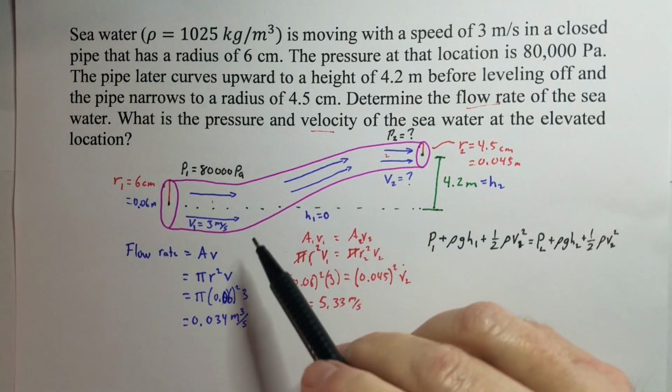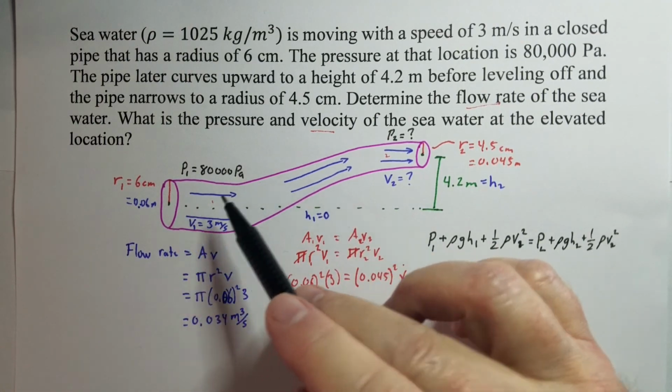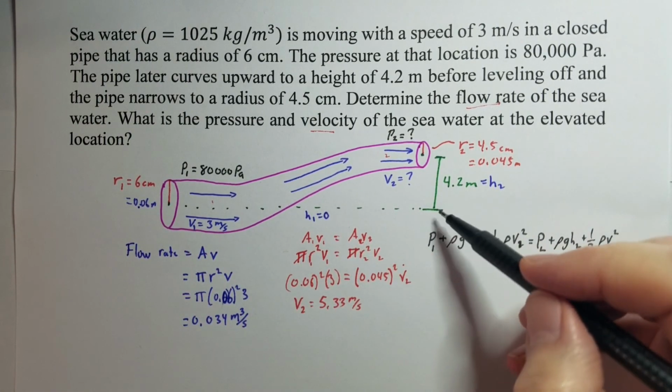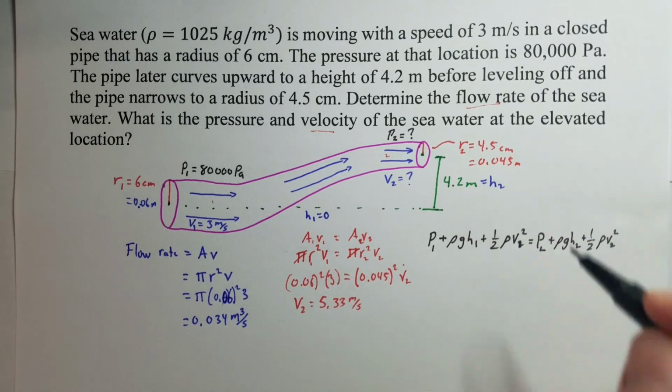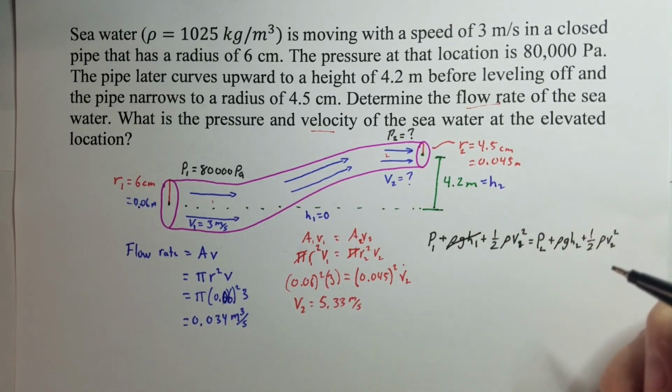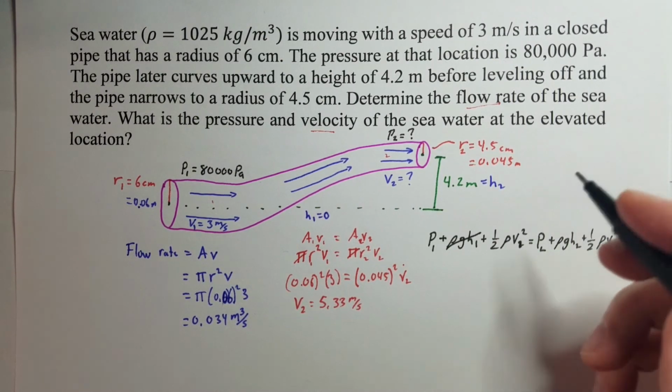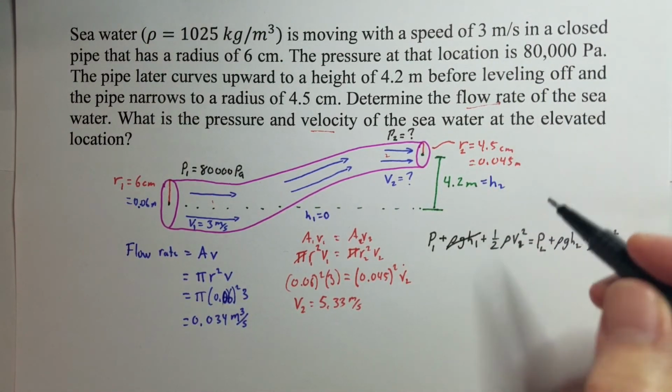Well, since I reset my 0 point, we're going to say that height is 0, and this is 4.2 meters up. So this term goes away. And that's basically it. We can't simplify this one anymore. This one's not nice. So what we can do is actually start plugging things in.